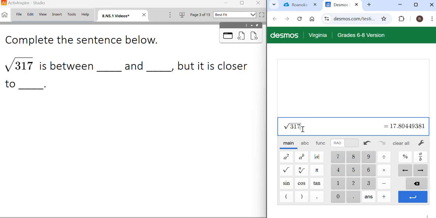So I write the 17 first, count up 1 to 18, and then look at it carefully. Which number is it closer to? Because it's 17.8, which is 5 or greater, it is definitely closer to 18.